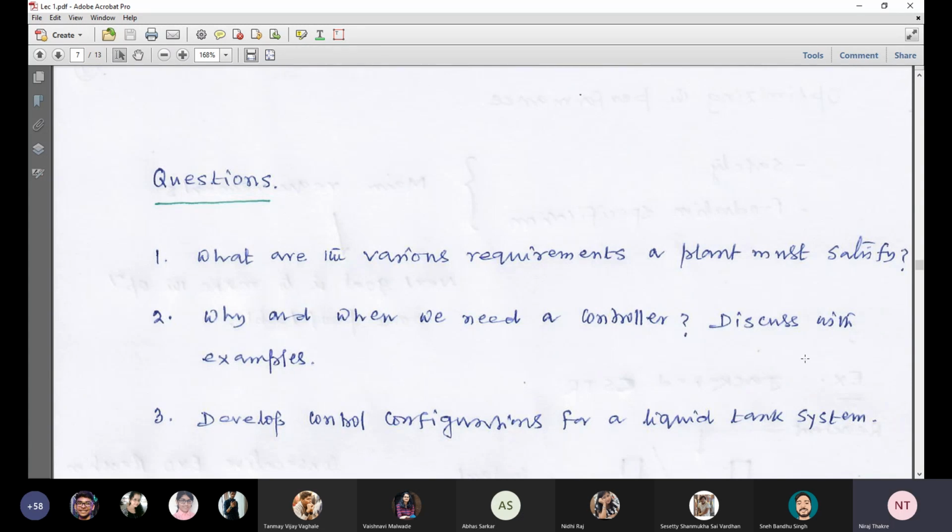Adrija Rai, are you there? Yes, sir. Can you tell me what is the difference between open loop process and closed loop process? Sir, an open loop process is the schematic of a process without a control configuration, and a closed loop process employs a control configuration to achieve the desired set point values. Correct.